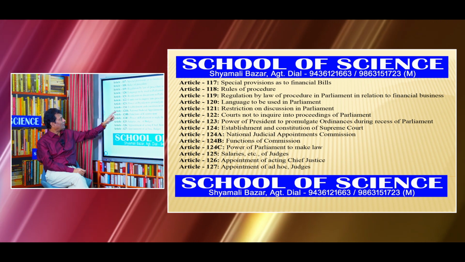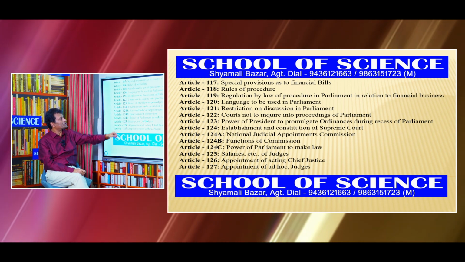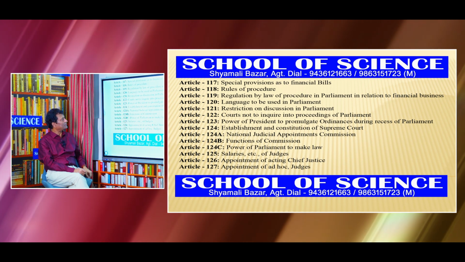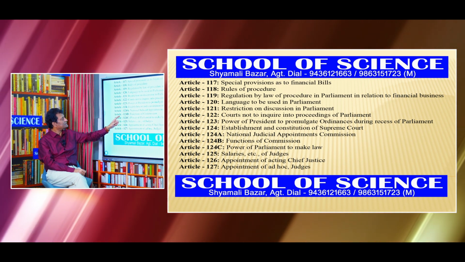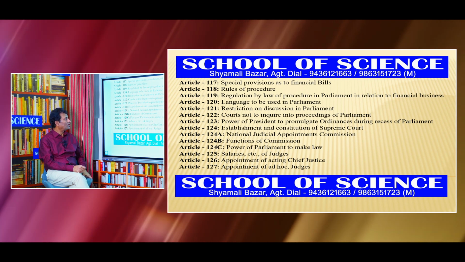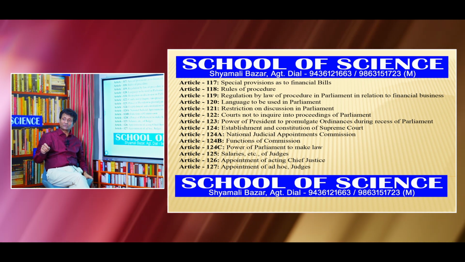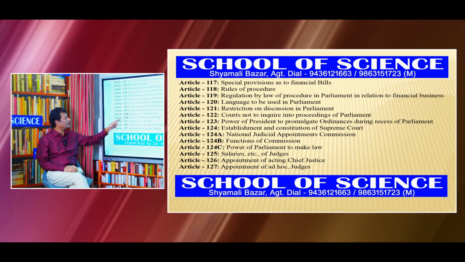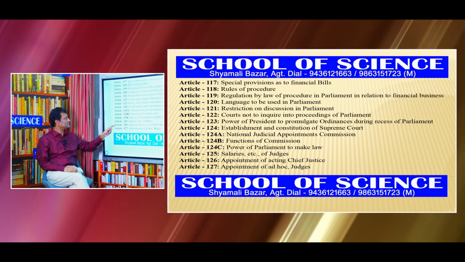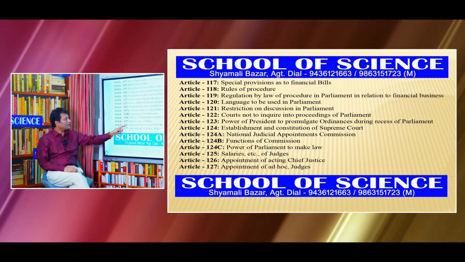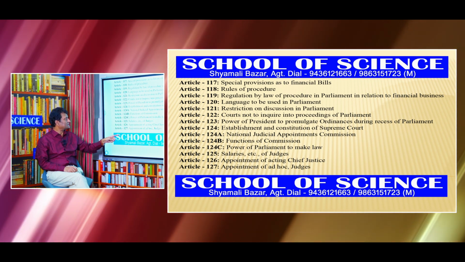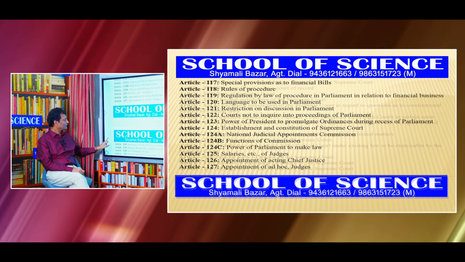Article 124, establishment and constitution of Supreme Court. Article 124A is National Judicial Appointments Commission. Article 124B is functions of commission. 124C is power of Parliament to make law. Power of Parliament to make law is contained in Article 124C. Salaries etc. of judges is Article 125. Appointment of acting Chief Justice Article 126. Appointment of ad hoc judges is Article 127.